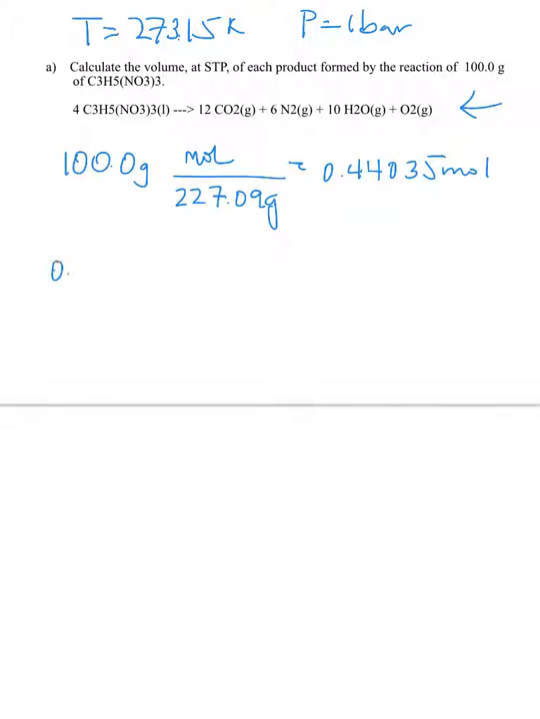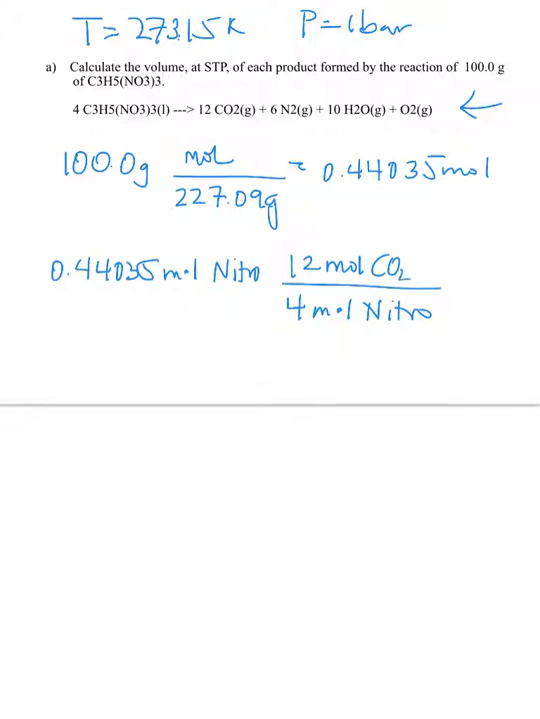So for example, 0.44035 moles of nitro, I'll write nitro for nitroglycerin, and I know that there are 4 moles of nitro for every 12 moles of CO2. Right, that comes from this stoichiometric ratio. That tells me that I'm going to have 1.32 moles of CO2. So let's put that up here, 1.32 moles of CO2.